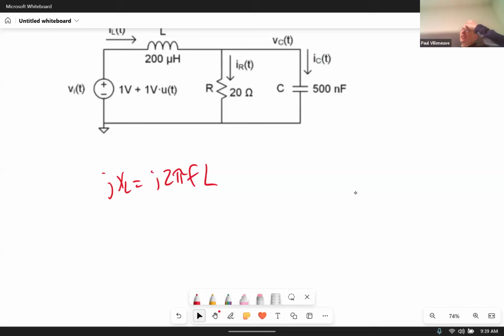Right? That's the equation. Where does the j 2 pi f L come from? Well, let's go back and do L di/dt, correct? So L di/dt is the base equation for calculating the voltage drop in an inductor, right?